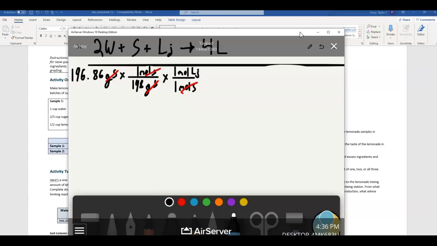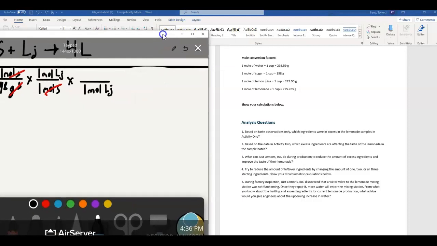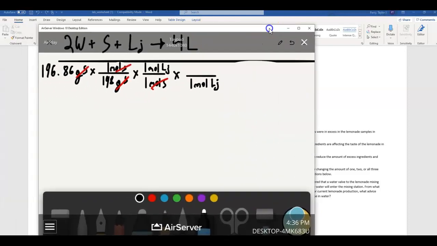So we're almost done. We just need to now convert this from moles of lemon juice to grams of lemon juice. And if you look here, how many grams is it? Lemon juice is 229.96.